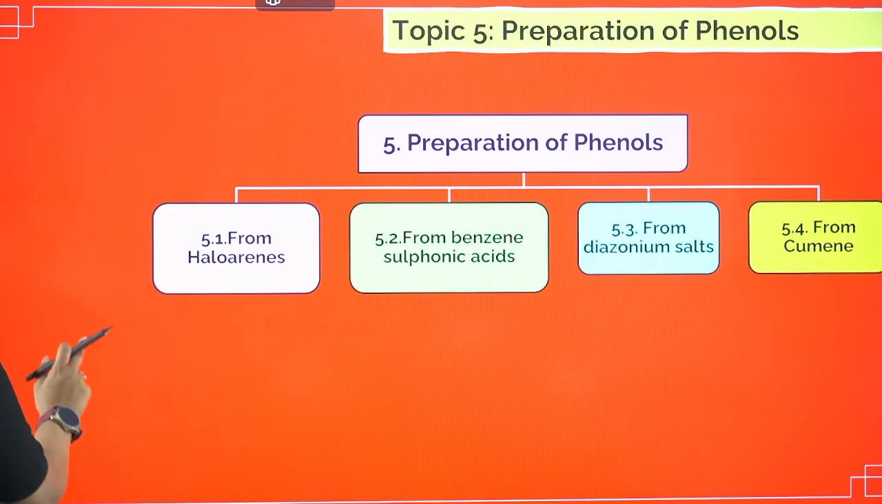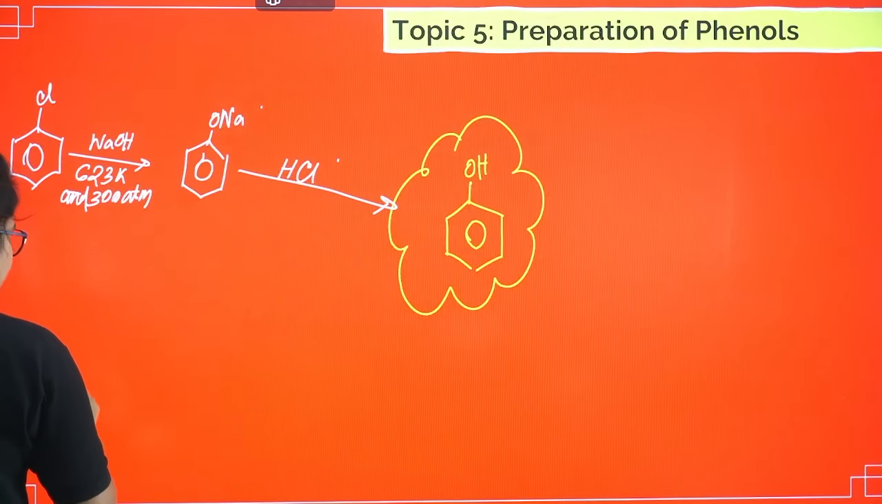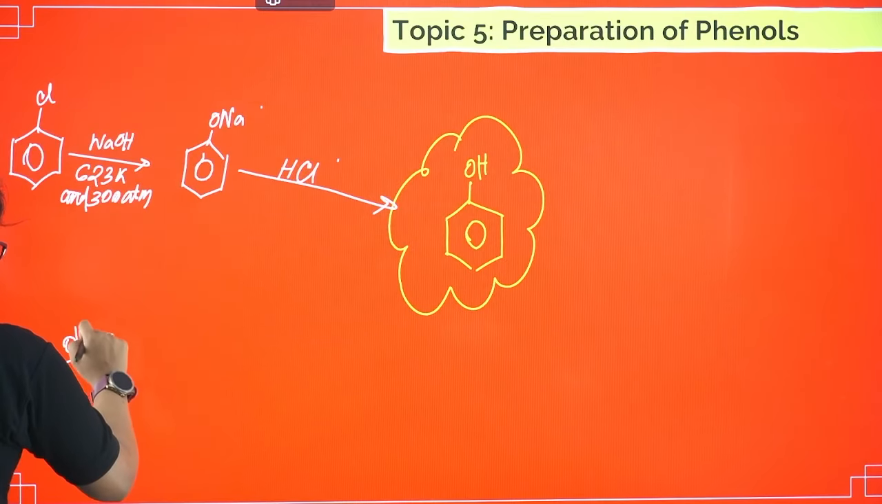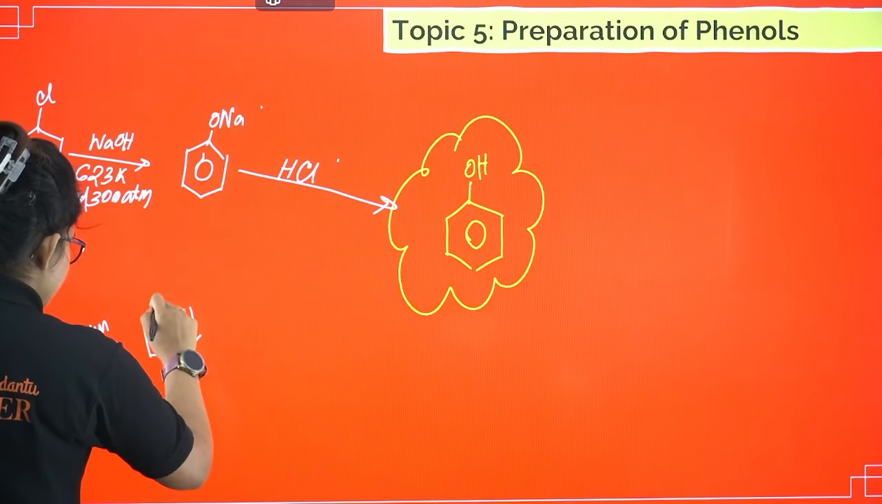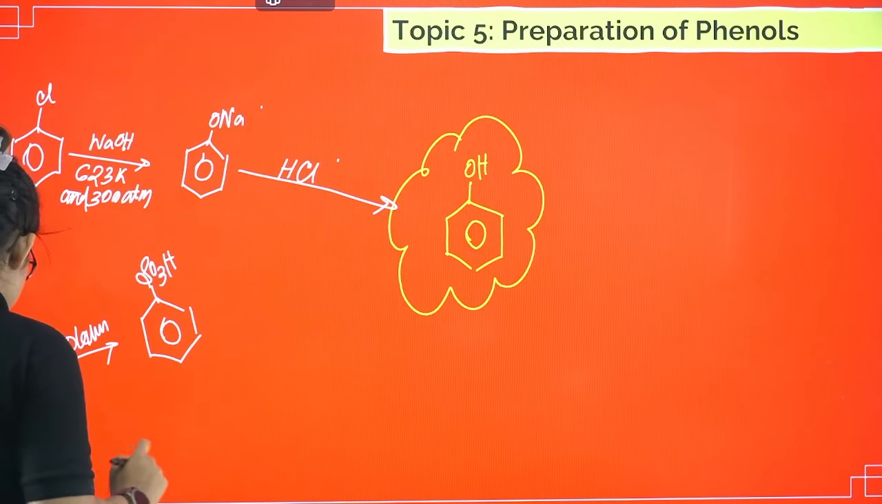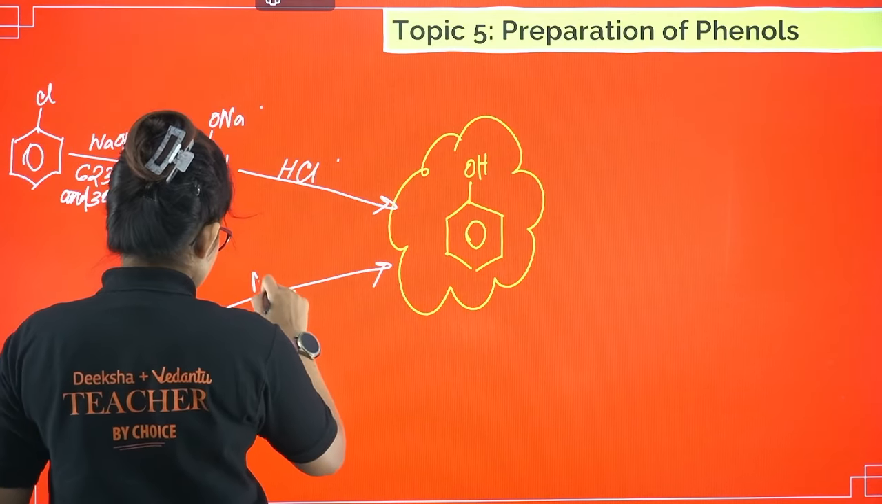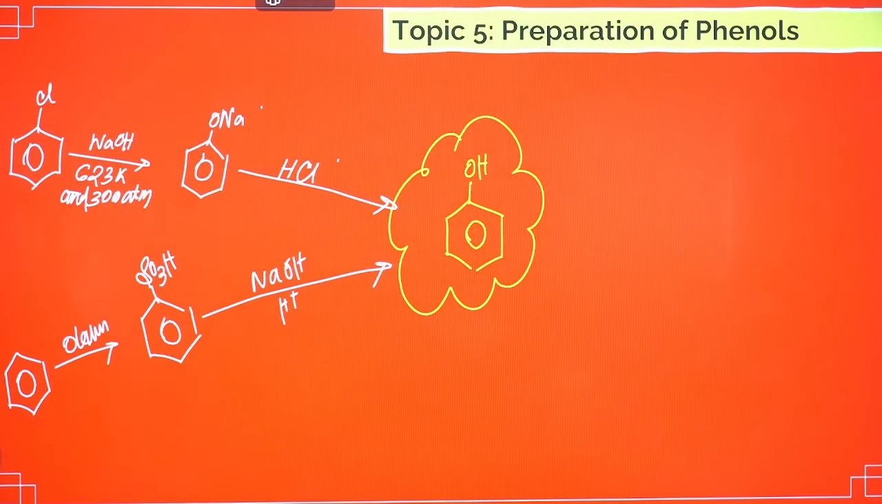Next, you can see from sulfonic acid. So how can you prepare sulfonic acid? Let's say you are having simple benzene. In simple benzene give some oleum. Then it will be benzene sulfonic acid, that is SO3H, right? In benzene sulfonic acid simply give NaOH and then H+. It will give you the phenol.